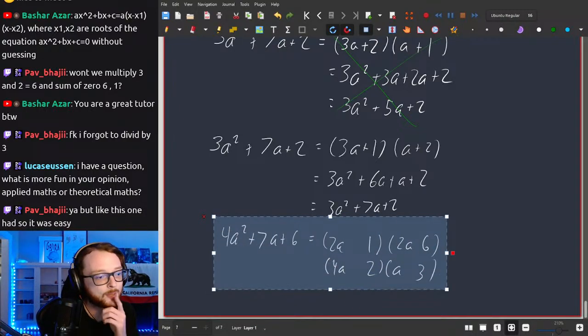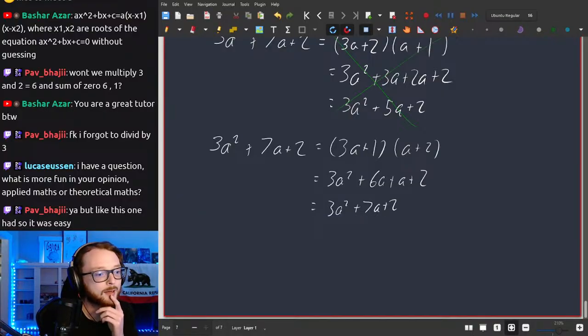Lucas, in my opinion, applied math. That's why I'm trying to study it more. I think usually people who study math prefer theoretical math, though, to be honest.